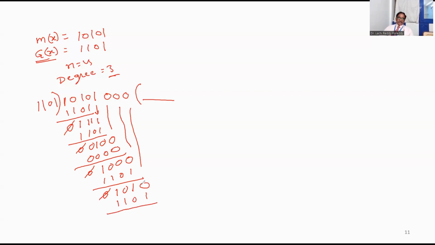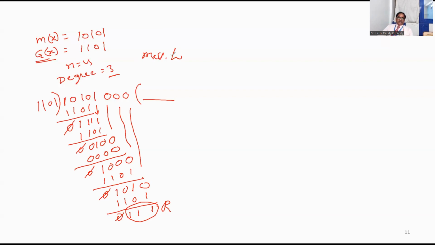Now this 0 1 is 1, 1 0 is 1, 0 1 is 1, 0 0 is 0, 1 1 is 0. So this 0 is ignored. Now there are no more bits to append, so this is the remainder. Okay, this is the remainder. Now this remainder is to be replaced with these 3 bits. That means the message to be transmitted.